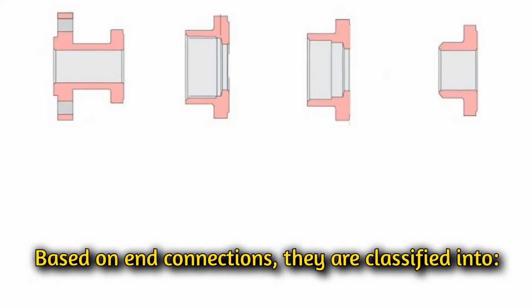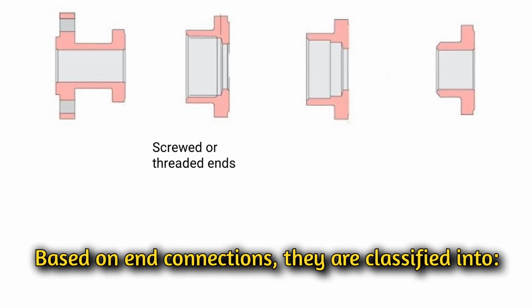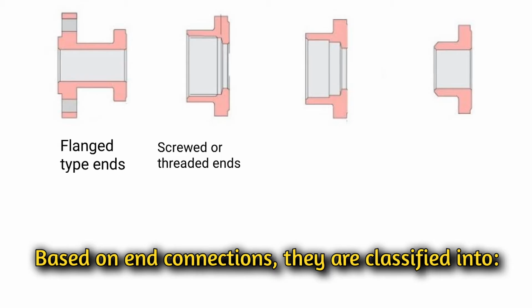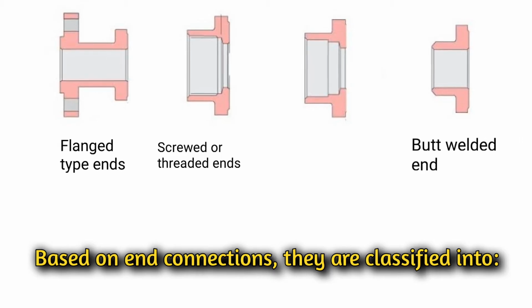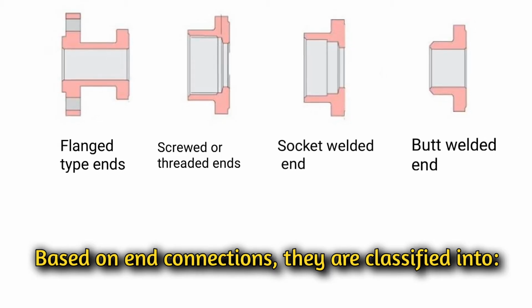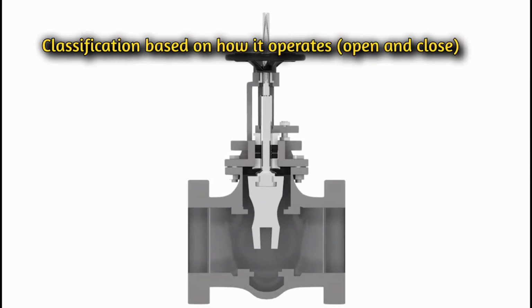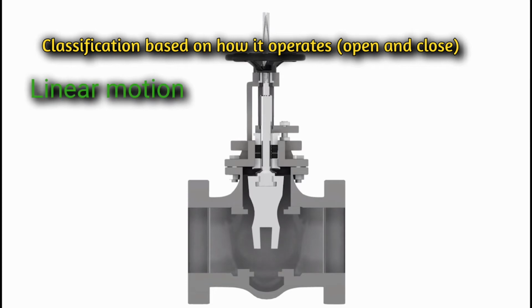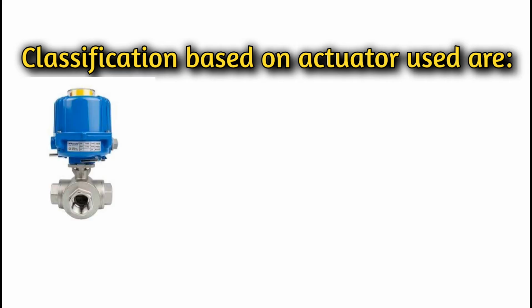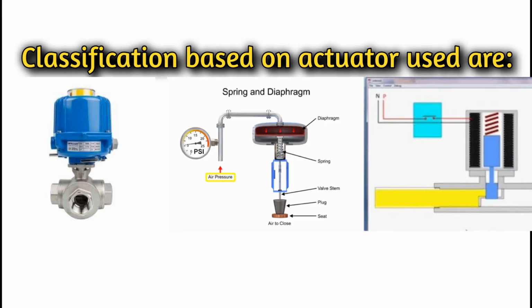Based on end connections, they are classified into screwed or threaded ends, flange type ends, butt welded valves, socket welded valves, and wafer and lug end construction. Classification based on how they operate, open and close, are linear motion, rotary motion, and quarter turn. Classification based on actuator used are electric motor, air, hydraulic fluid, or solenoid, etc.